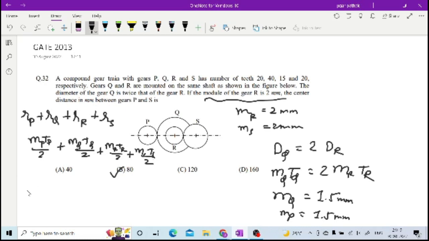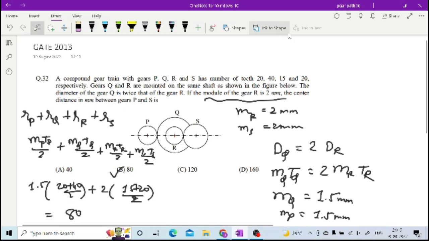So MP and MQ are same, right? 1.5 in bracket TP plus TQ by 2, that is 20 plus 40 by 2, plus MR and MS are same as 2, right? And again 15 plus 20 by 2. So when you now simplify, you will find your answer is 80. Clear?